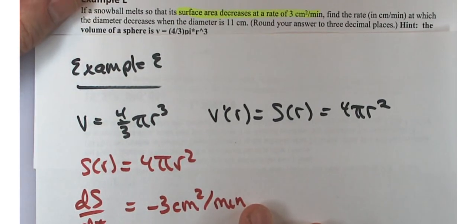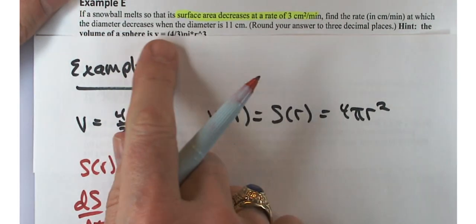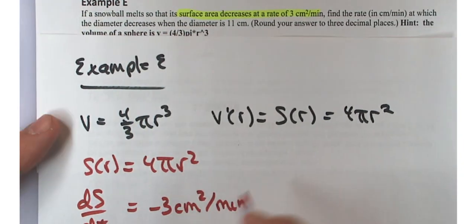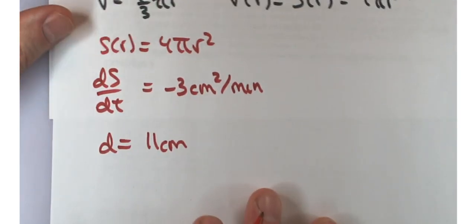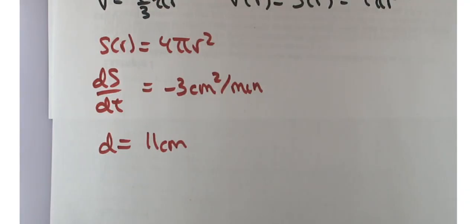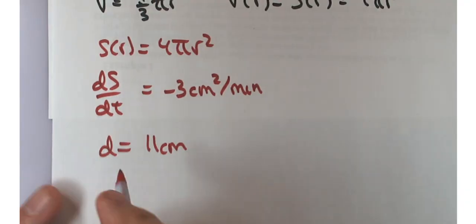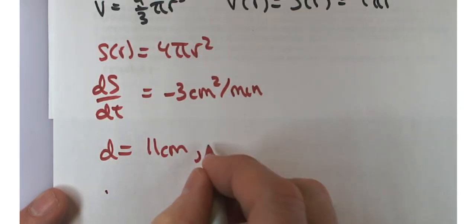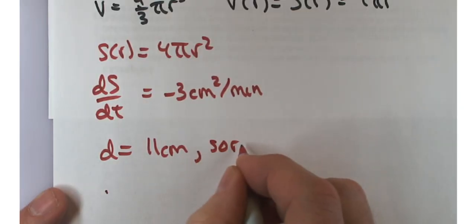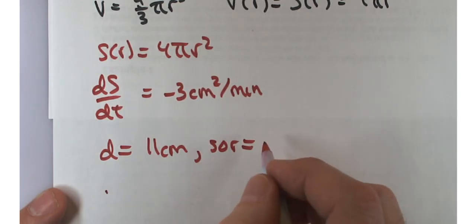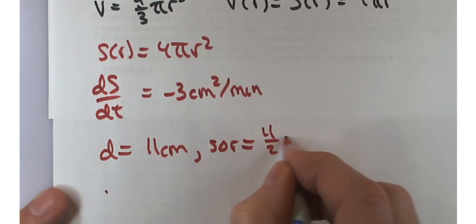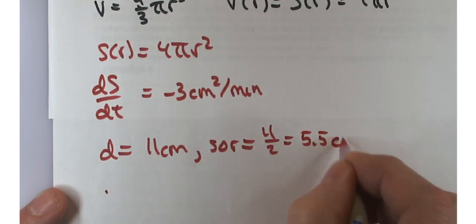Now they want us to know how that's changing when the diameter is 11 centimeters. So the diameter is 11 centimeters, but we don't really use the diameter in this formula, do we? What do we use instead? We use the radius. So what's the radius? Yeah, 11 over 2 or 5.5. That's going to be in centimeters.